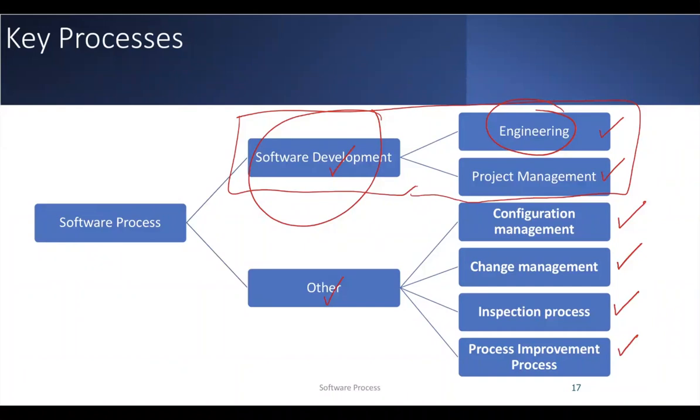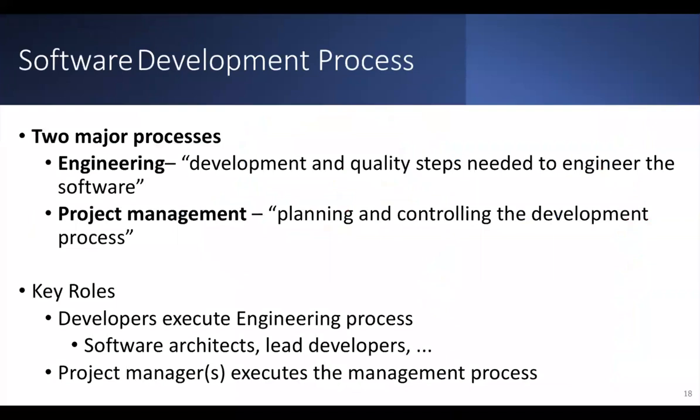So let's now focus more on the engineering process as well as the project management process. The two major processes that we see in a software development process are the engineering, which means that we are seeking the development and quality steps to be performed, and will be assigned to engineer the software. Project management, on the other hand, refers to planning and controlling such development process.